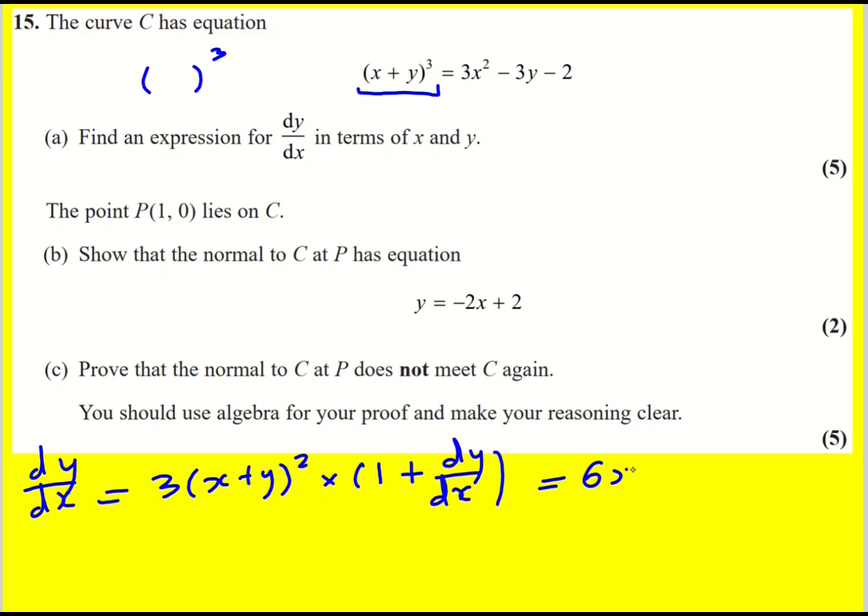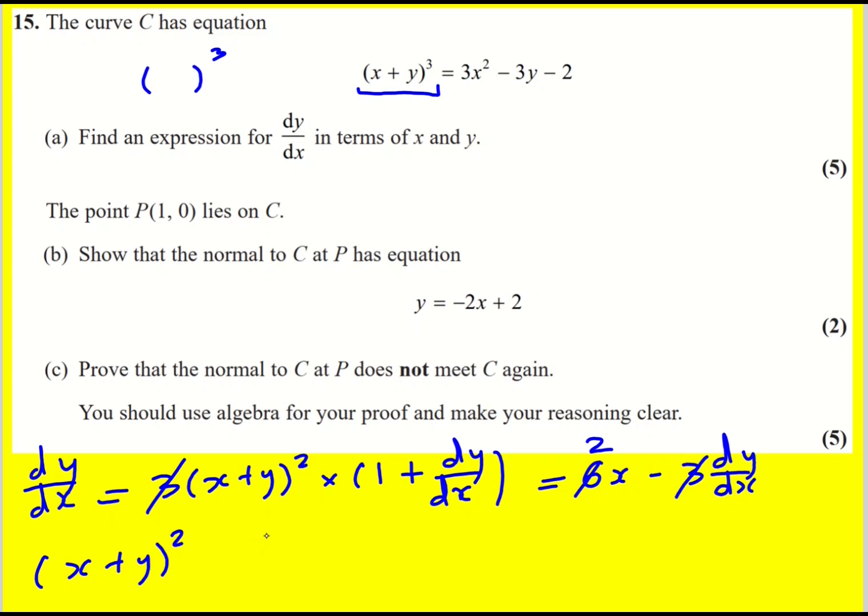Then we've got 6x minus 3 lots of dy by dx. And we're differentiating each term, and that minus 2 disappears. Okay, this is good. Going to divide through by 3 straight away. And then, right, do not expand the x plus y squared. You can get away with it, but you're just overcomplicating if you do that.